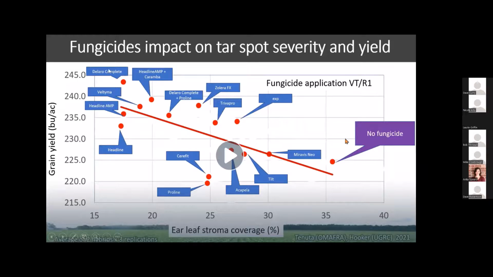You can see the different products, and I just want to direct your eyes to the top left. You can see Belero Complete in there as the highest yield and the lowest ear leaf coverage of tar spot. So that's where you want to be. Albert said in this slide, top left is where you want to be. And it's nice to see Belero Complete, also Belero plus Proline, in that upper left category.